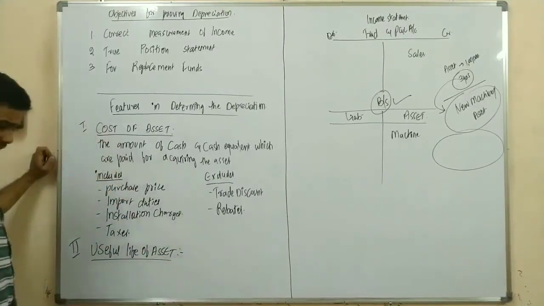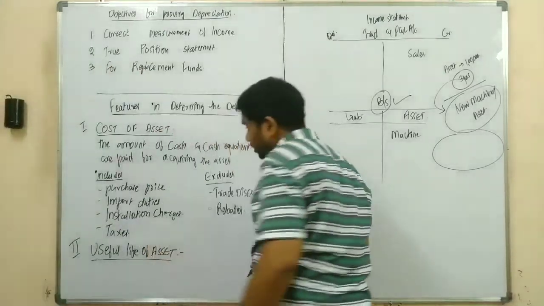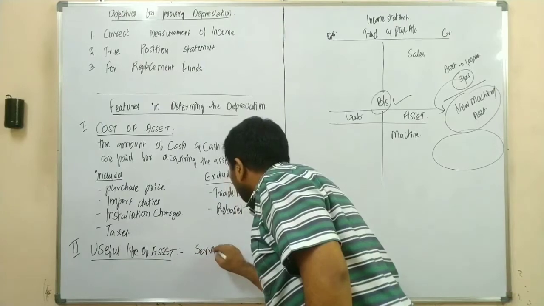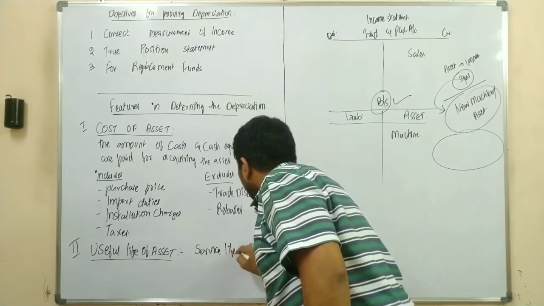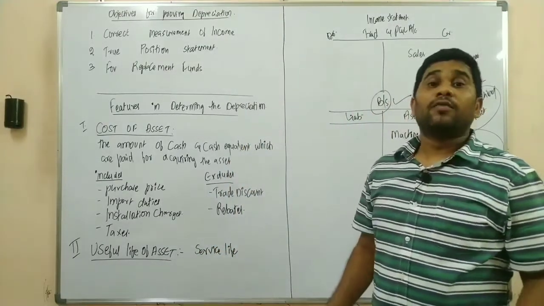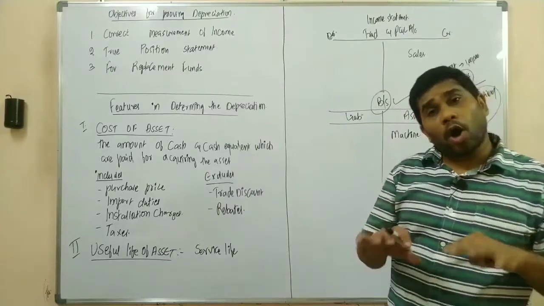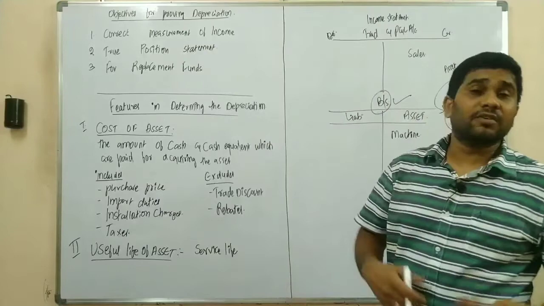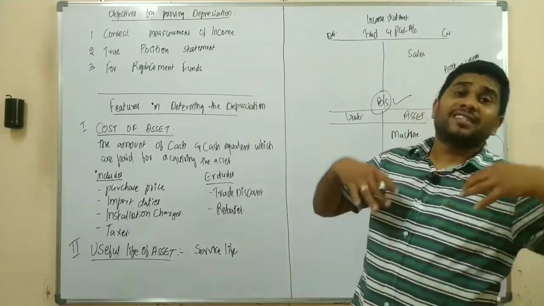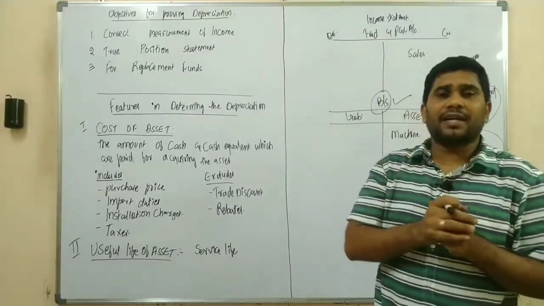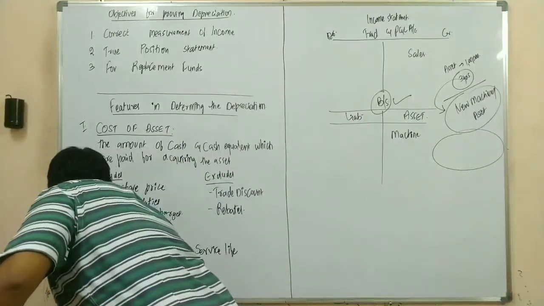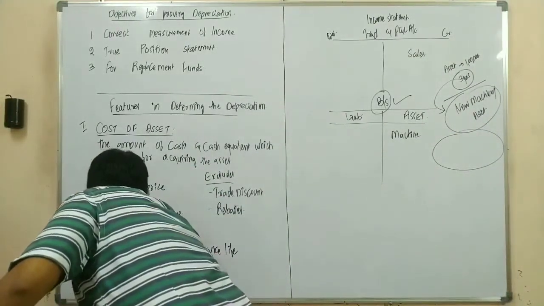Useful life of asset. Sir, what is the meaning of useful life of asset? Your useful life of asset is nothing but the service life of the asset, which is estimated upon purchasing itself. Your useful life of the asset is nothing but the service life of an asset, which is estimated upon purchase itself. Next one, your third feature would be your residual value.